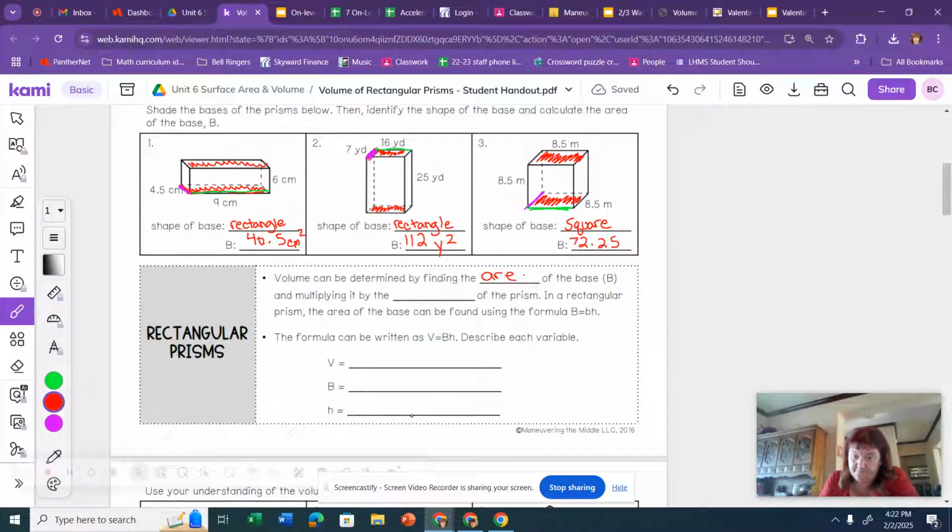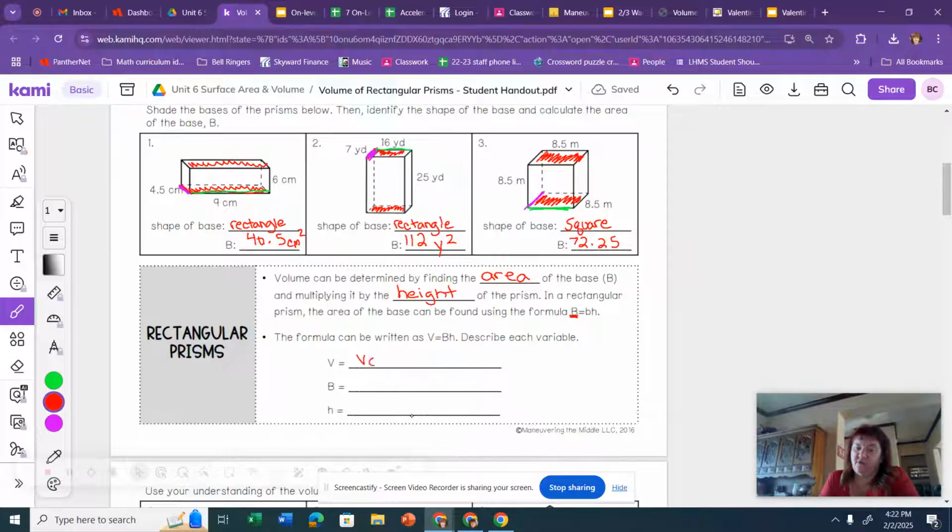Okay, now to find the volume of a rectangular prism, volume can be determined by finding the area of the base and multiplying it by the height of the prism. In a rectangular prism, the area of the base can be found by using B equals BH. So this is big B, and that's what I had right here, the purple and the green, right? Okay, so the formula can be written as volume equals a big B times height.